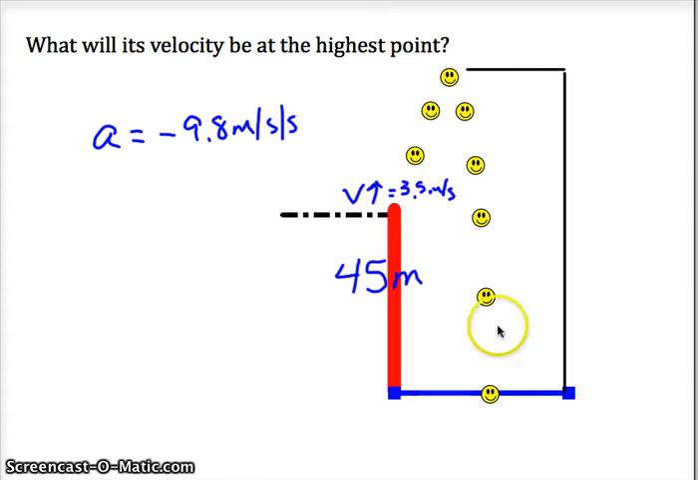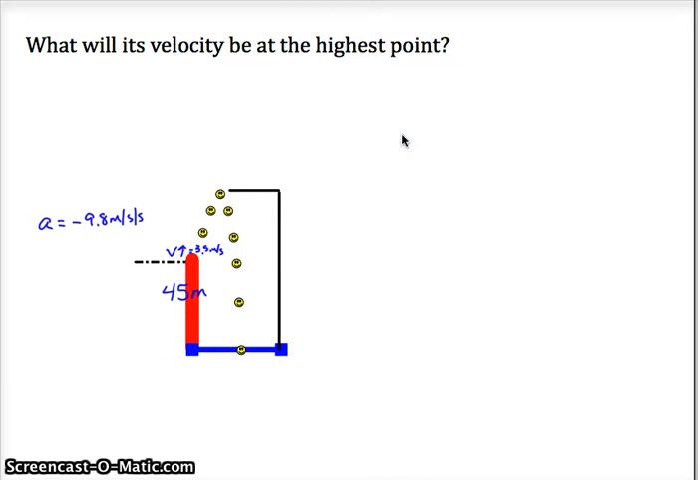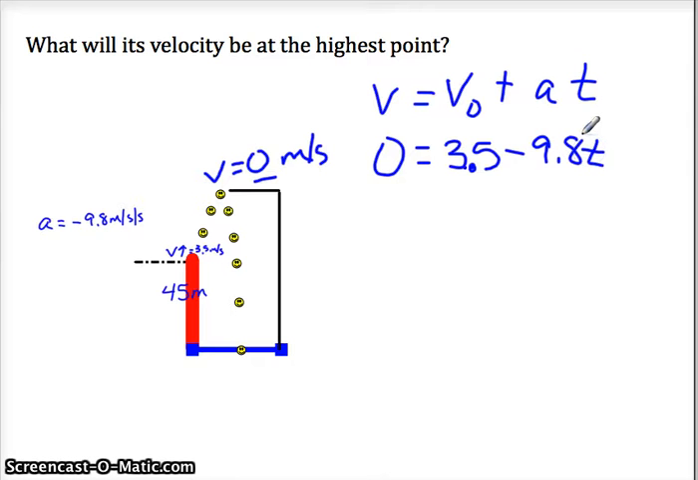What is the velocity at the highest point? What is the equation I need to find velocity at the highest point? That would be v is equal to v naught plus at. V is my velocity up here, and that's always going to equal 0. That's that momentary pause. 0 is equal to 3.5, that's the initial velocity I threw it up at. Remember that up is positive and down is negative, minus 9.8 t. Grab a calculator, solve that equation, and you get 0.36 seconds.